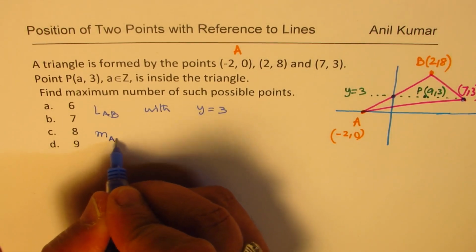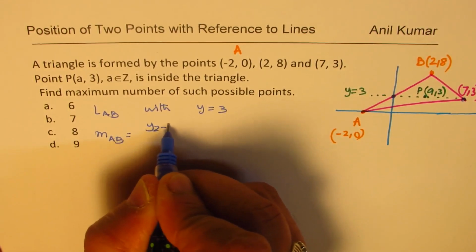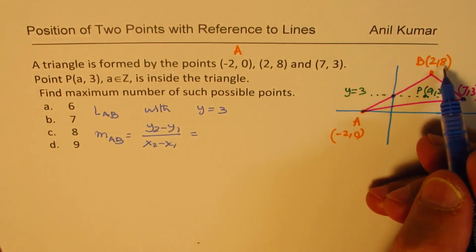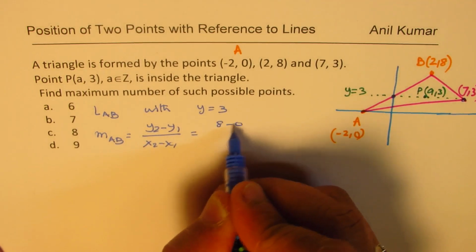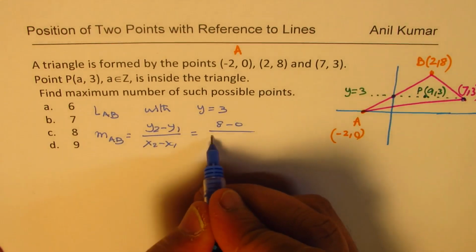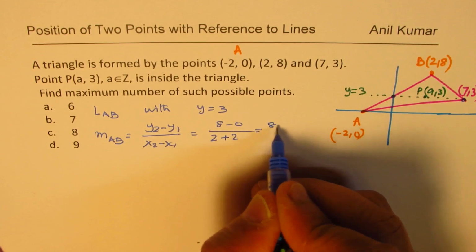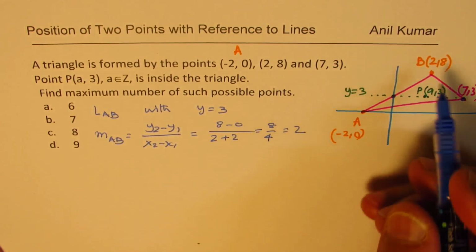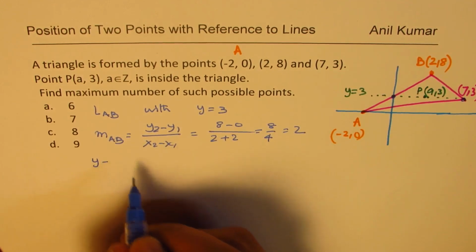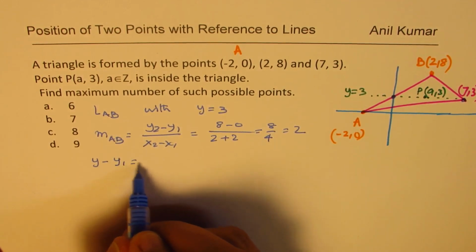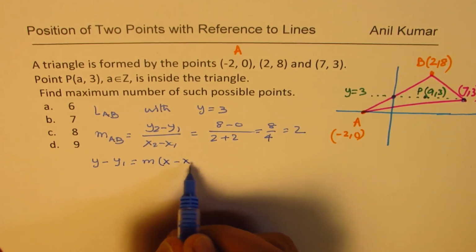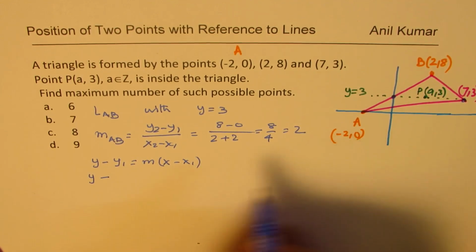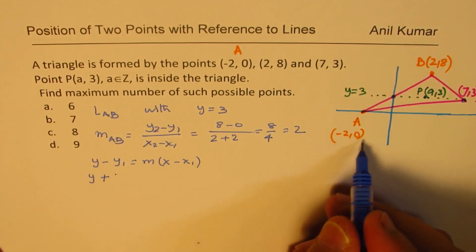So the slope of line AB is y2 minus y1 over x2 minus x1, which could be written as 8 minus 0 over 2 minus minus 2. So that means this, right? So it is 8 over 4, which is 2. So the equation will be what? So the equation will be y minus y1 equals to m times x minus x1. We'll use this format. So we get y minus 0, right, and x minus minus 2, it makes it plus.